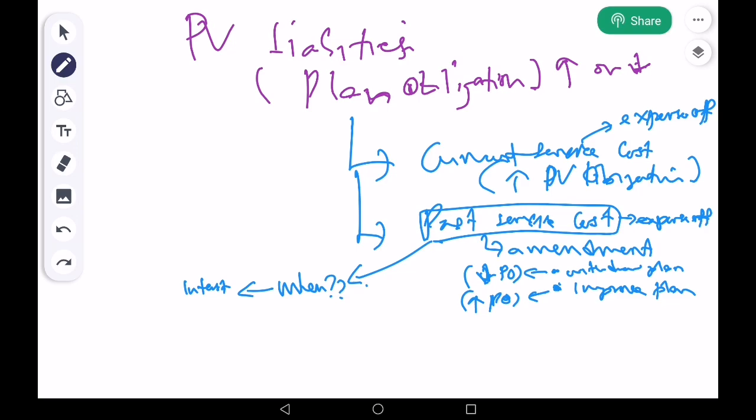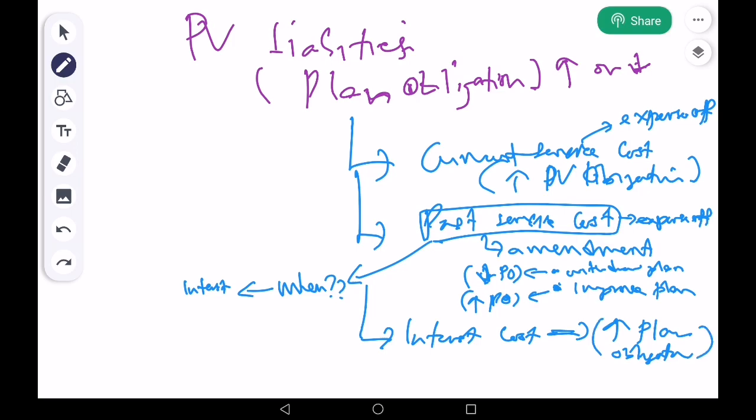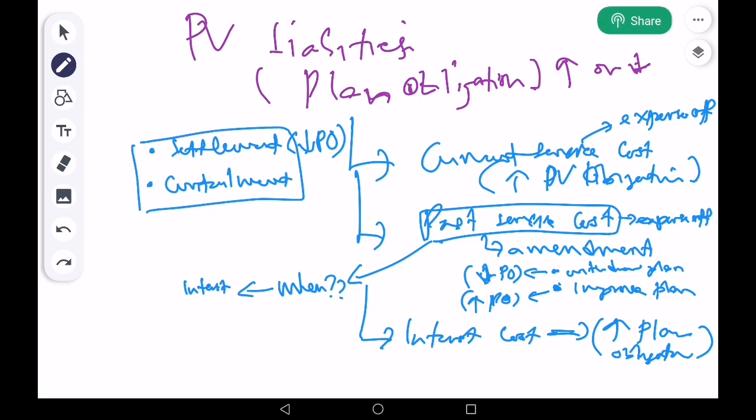So the next impact will be interest cost. Class, interest cost can increase your plan obligation. So this is an introduction: current service cost, past service cost, interest cost. You also have two more. Settlement: when you settle, your present value, your plan obligation will reduce. Same goes for curtailment. I have explained to you what curtailment is.